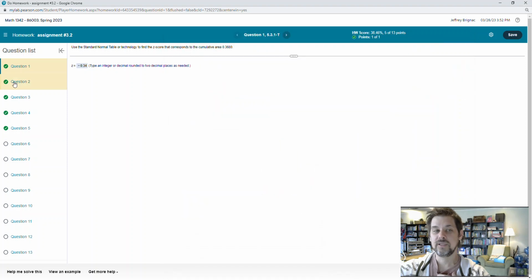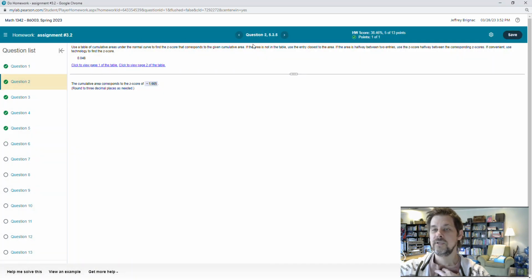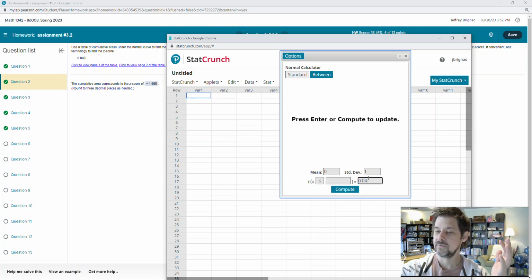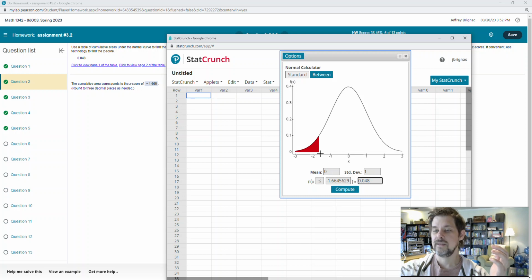Now I'm going to leave StatCrunch open because I wanted to show you a few others. Look at this one. It mentions looking at a table and all that, but we don't have to do it that way. We can use StatCrunch once again. All it's telling us is that this is once again the area, 0.048. So I'm going to open StatCrunch again, and remember this number is the area. That's what I'm given, and I want to find the point on the x-axis that has that much area to its left. So type in 0.048, hit enter, and then I get that point right there, which is negative 1.66.